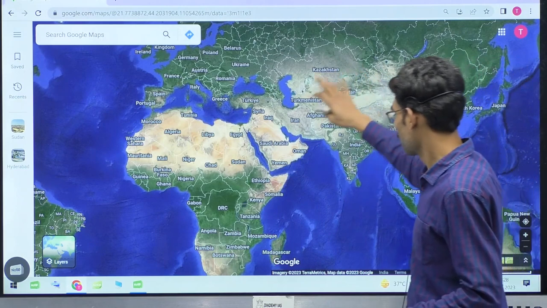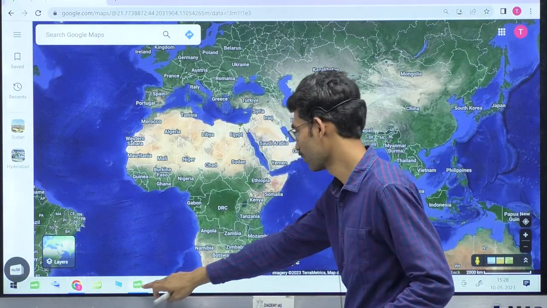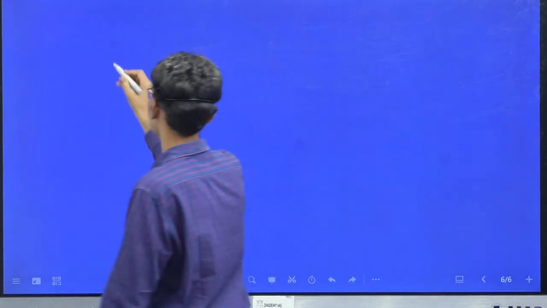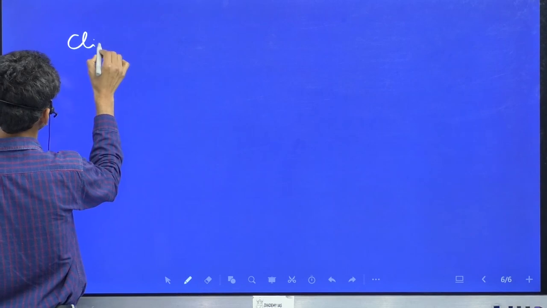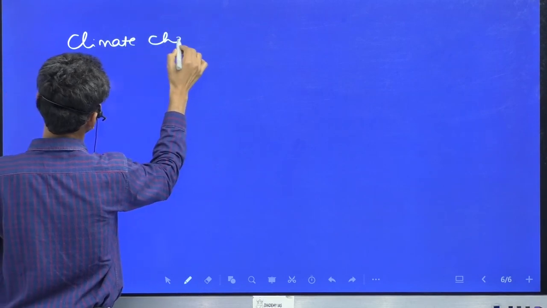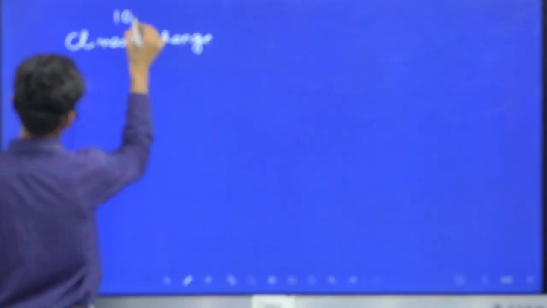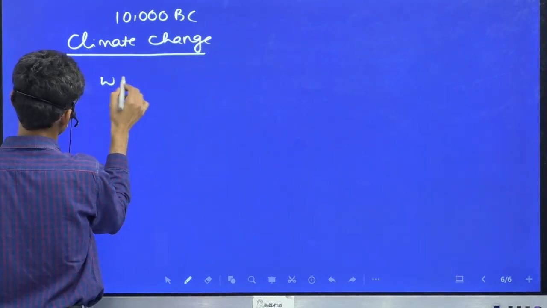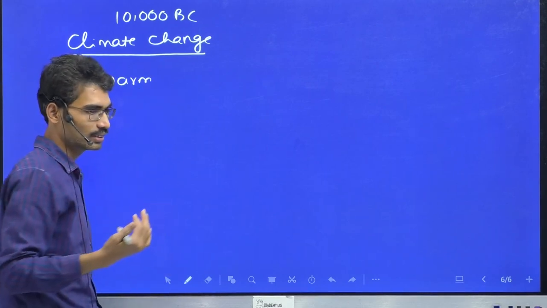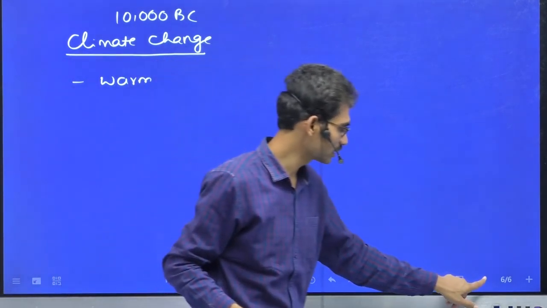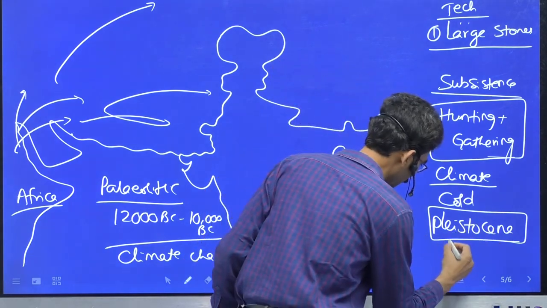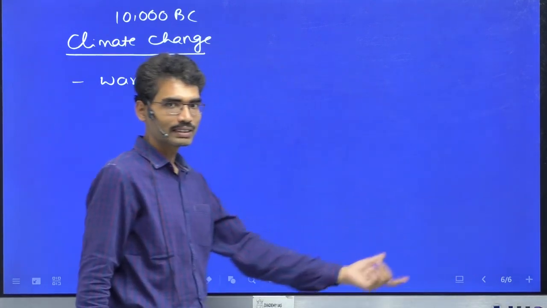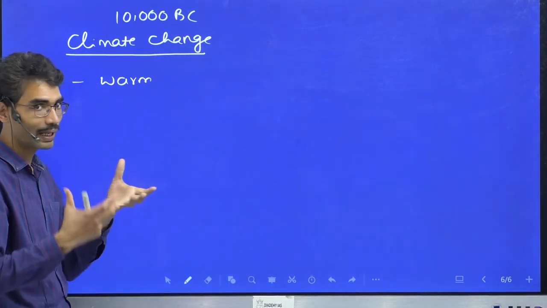That's why after this, climate became warmer. Climate change. Temperatures increased. It was Pleistocene. You remember this term, Pleistocene, ice age. From the ice age, temperatures increased, became warmer.